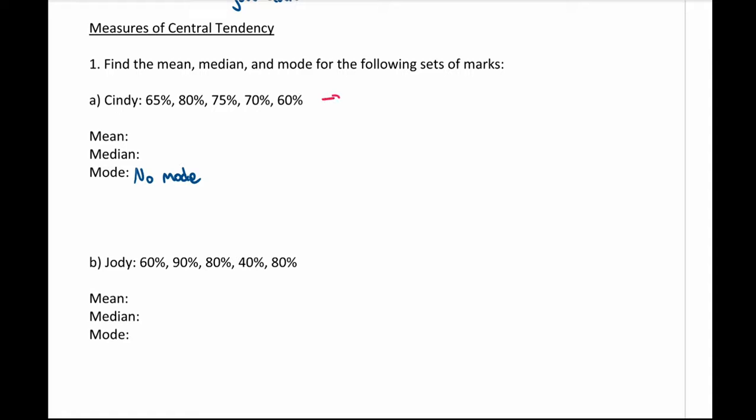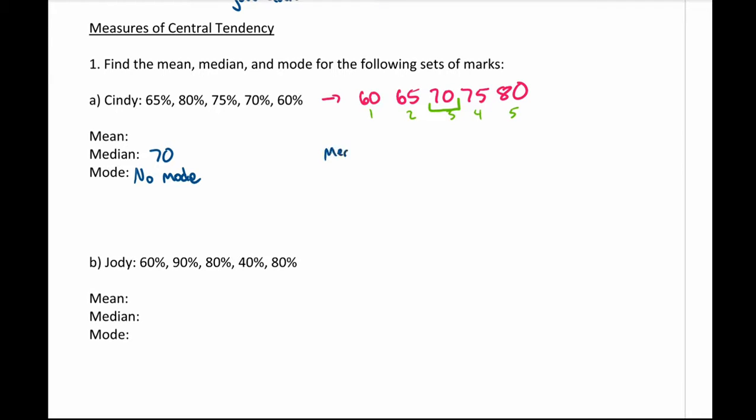To figure out the median, we have to put them in order from smallest to largest. So 60, 65, 70, 75, and 80. Here what we want to do now is find the middle value. And if there's an odd number of data points, in this case we have 1, 2, 3, 4, 5, there's only going to be one middle value. In this case, it's 70. If it was the case where we had an even number, we would have to take the average of our two numbers in the middle. And we'll look at an example later with that. So in this case, the middle number is 70.